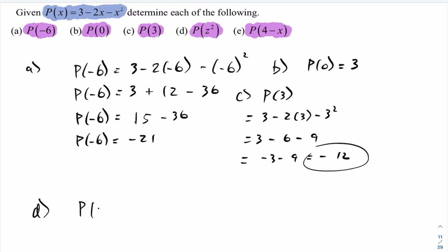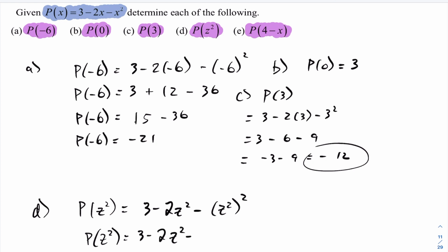So p at z squared is going to be everywhere I see an x, I'm changing that to a z squared. Everywhere I see an x, I change that to a z squared. So this last expression will be z squared to the power of 2. And lastly, simplifying this up here, we get 3 minus 2z squared minus z to the power of 4.